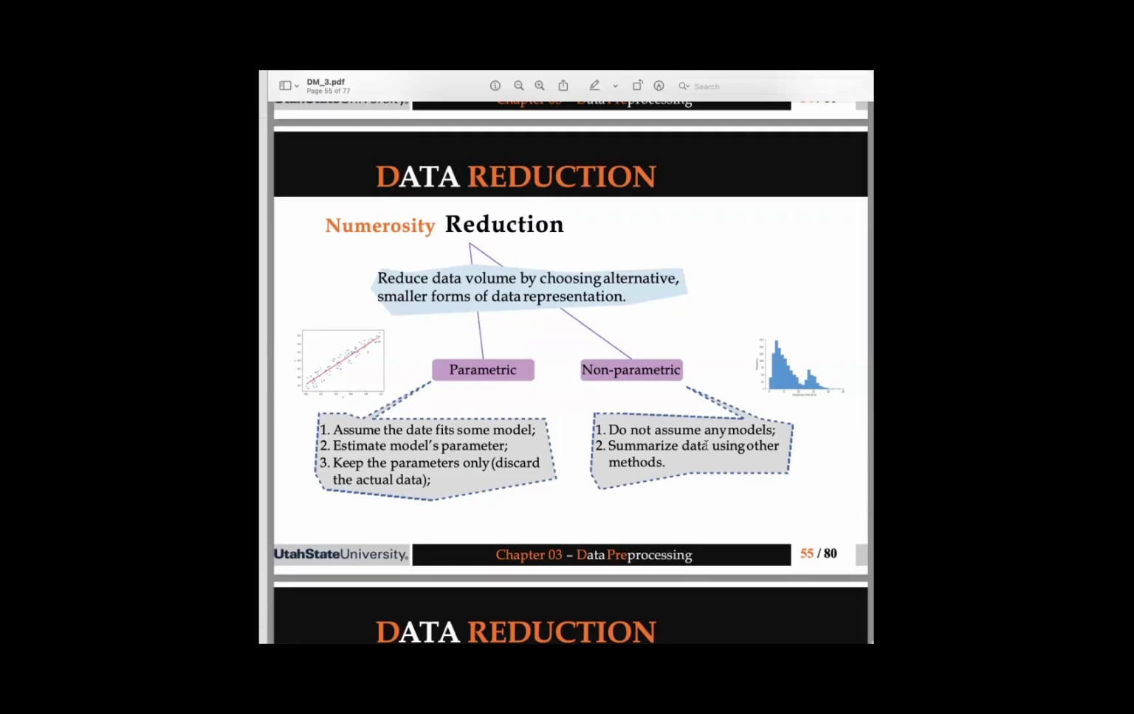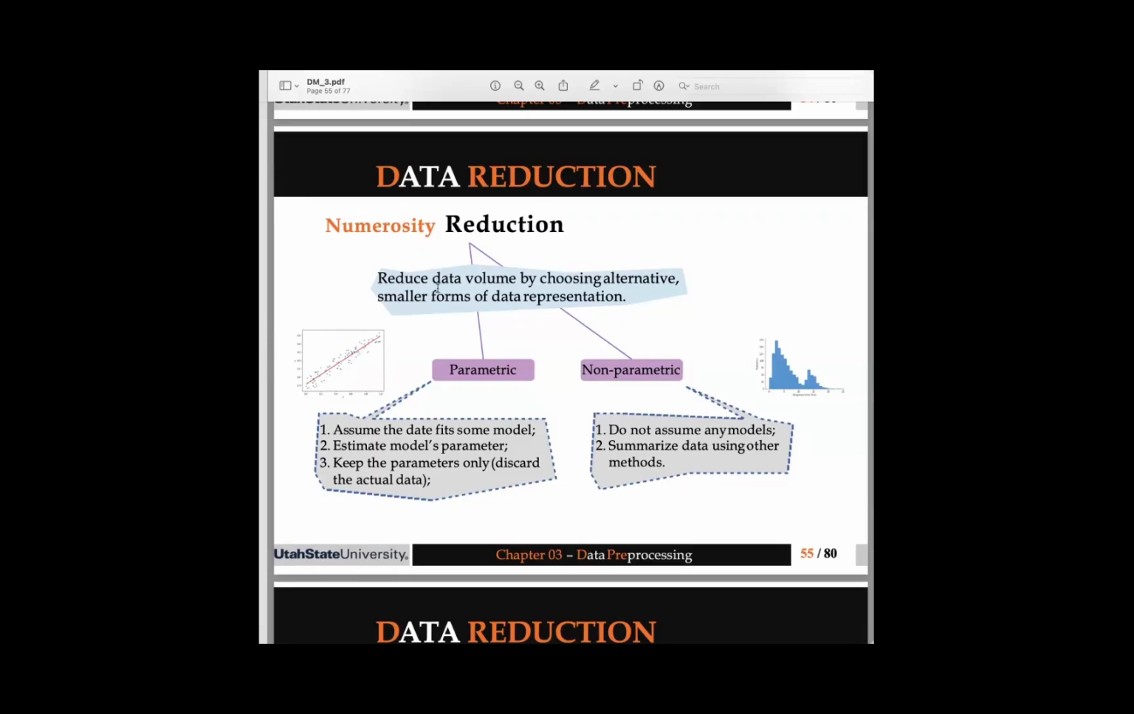Okay, so numerosity reduction is the very first method for reducing the volume of the data. And the idea is that we would like to replace the original data set with a much smaller representation. In fact, there are two main approaches here. So we have the parametric approach and the non-parametric one. In the parametric approach of numerosity reduction, we assume that the data follows some kind of model. For example, here this is a line, it could be a linear regression in this case.